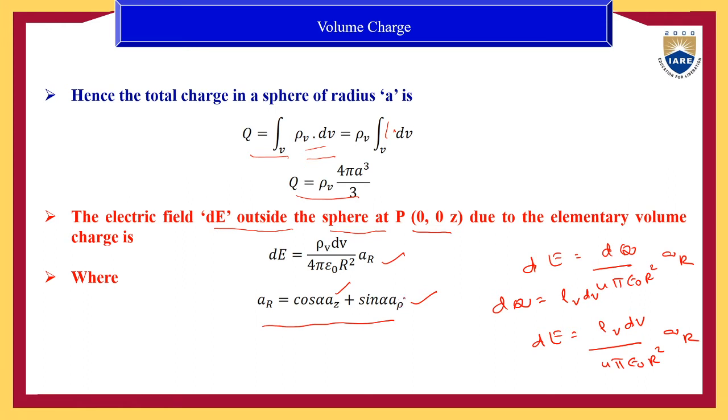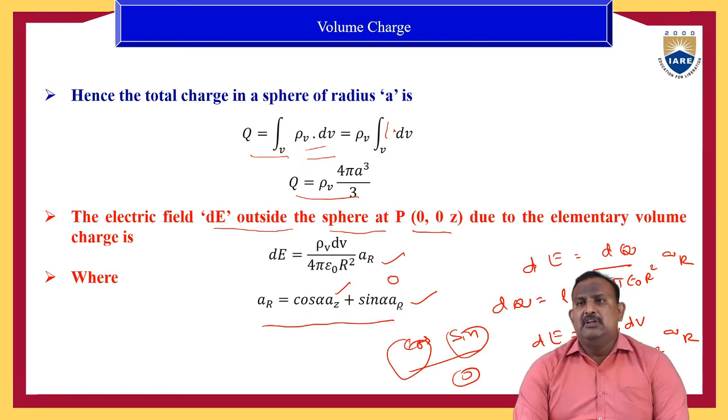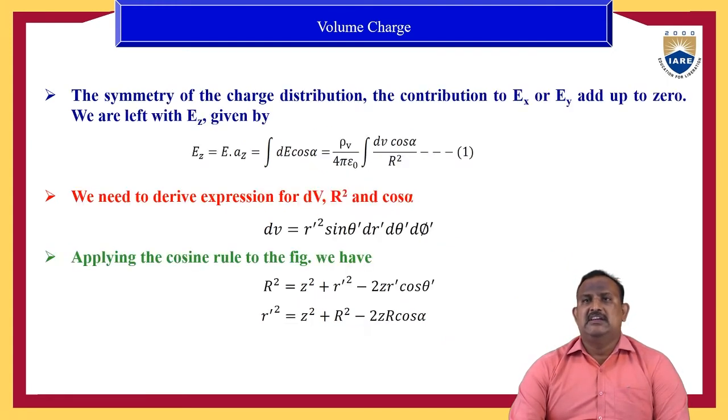Because of the symmetry, if we integrate the cos value or the sin value over 0 to 2 pi, we will get the value 0. So because of the symmetry, we can substitute a rho is equal to 0 here. After substituting a rho is equal to 0, we have AR is equal to cos alpha into AZ only.